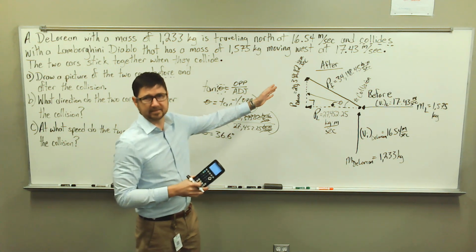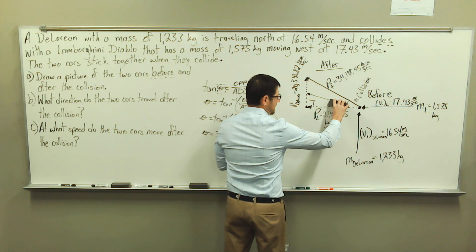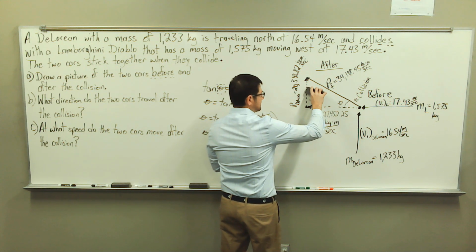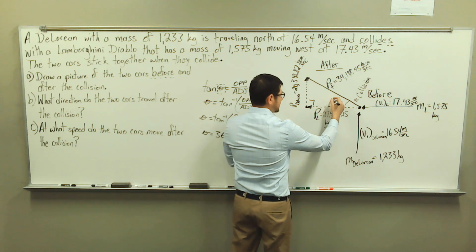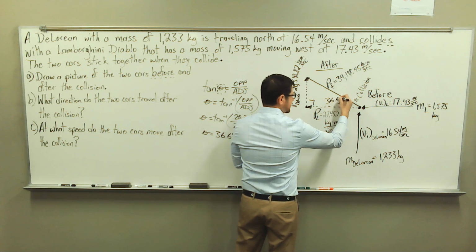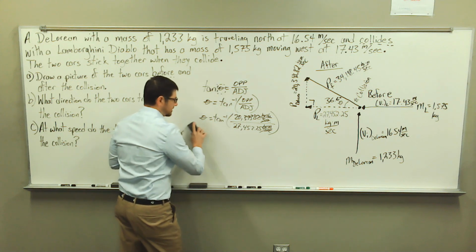I will go ahead and label that on the diagram here. Let me erase my arrows and arrowhead there. So this is 36.6 degrees, okay? So I'm going to erase this now.